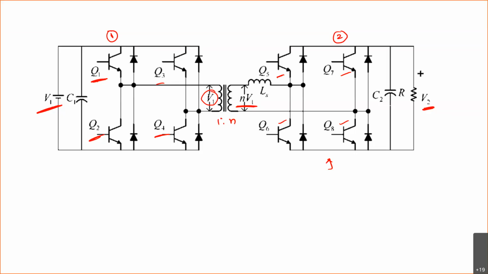Let us assume that V2 is greater than NV1, so it will operate as a boost mode. Usually these two switches are operated together, and these two switches are operated together as well. Here also Q5 and Q8 are operated together, and Q7 and Q6 are operated together, and there will be a shift between these two switching pulses.